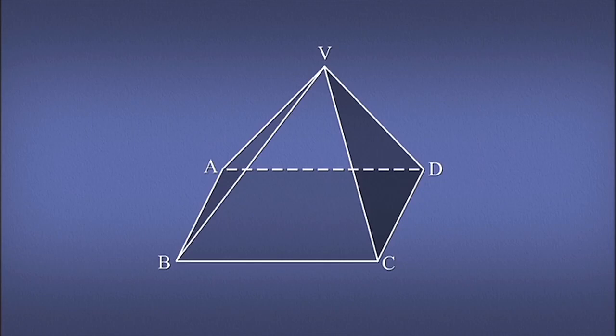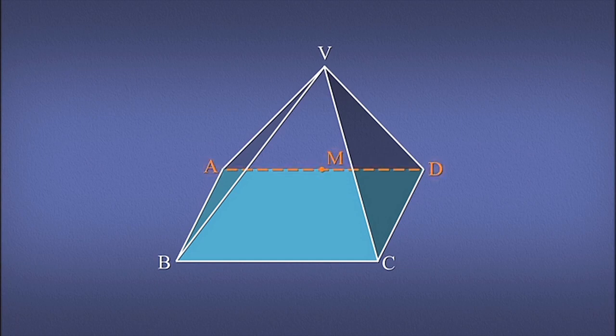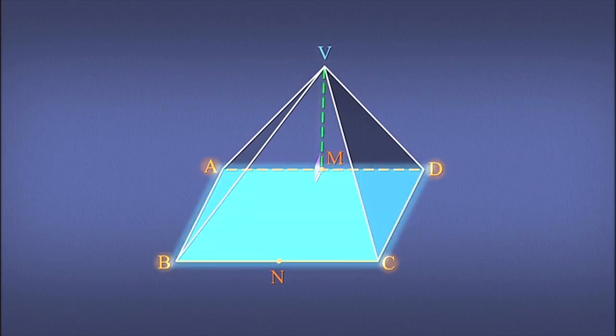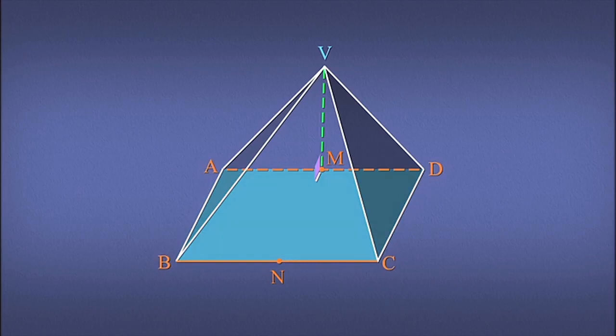Look at this 3D figure. ABCD is a rectangle. Point M is the midpoint of line AD, and N is the midpoint of line BC. If VM is perpendicular to the plane ABCD, let's find the angle between the straight line VA and the plane ABCD, the angle between the straight line VB and the plane ABCD, as well as the angle between the straight line VN and the plane VAD.